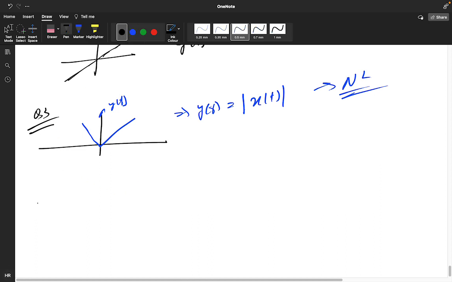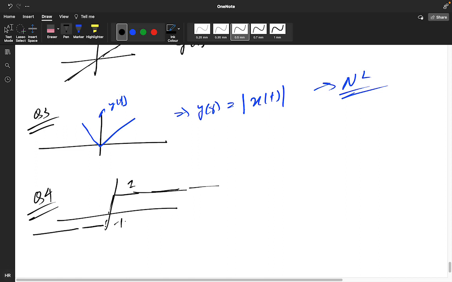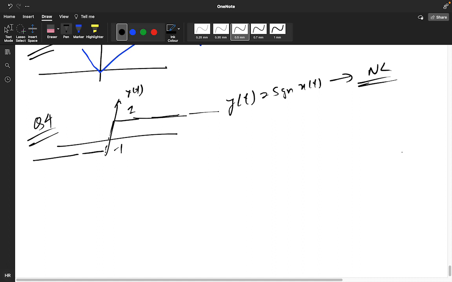Another question. Question number 4. If you are having a signal like this, this is 1, this is minus 1. This is y of t. Is this linear or non-linear? y of t is what? This is a signum function, signum of x. So it is non-linear.